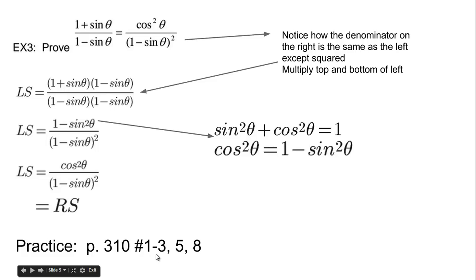So some practice questions: 1 to 3 in the Nelson book are really good warm-up questions to just see what expressions are equivalent. 5 to 8 is really your practice with proving.